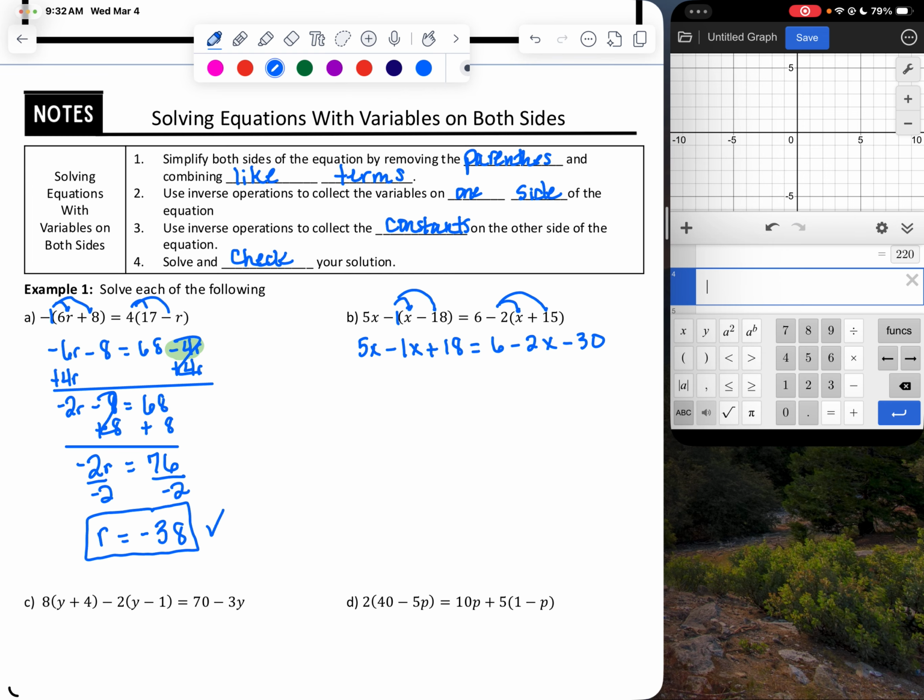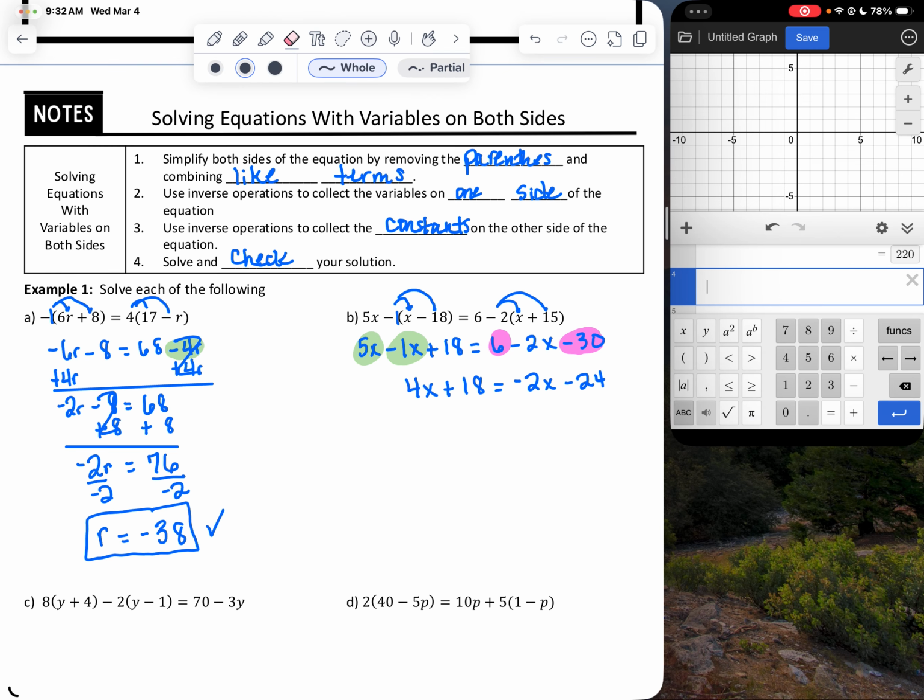Now we need to combine like terms. So on the left side of the equation, we can combine 5x minus 1x. And on the right side of the equation, we can combine the 6 and the negative 30. All right, so 5x minus 1x is 4x plus 18, which is equal to negative 2x. And 6 minus 30 is negative 24. All right, now we want to move our variables to the left side of the equation.